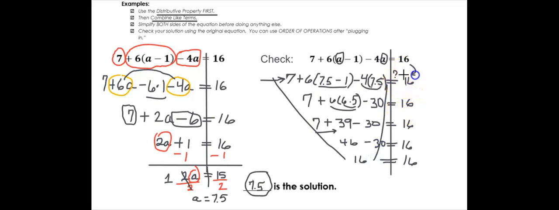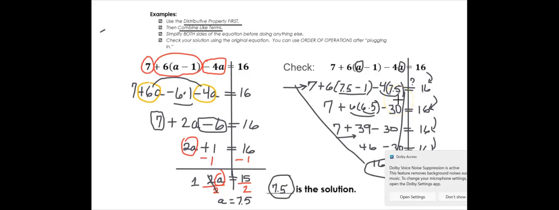Every time I did a row of work on the left, I just brought that 16 down on the right, so that when I was finally done simplifying, I could see they came out the same. So I did find the correct solution, which is 7.5.